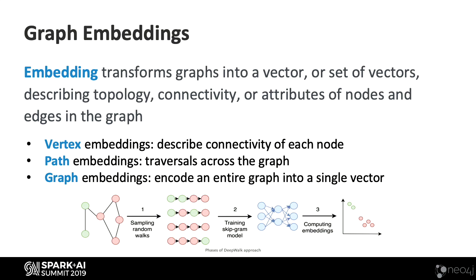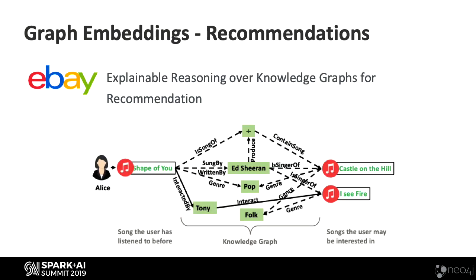And then finally, you have graph embeddings, which encode an entire graph into a single vector. I come from the chemistry space, where you can encode every molecule as a graph. Which one is most relevant depends on your use case. An example I really like to give of how you actually use these is from eBay. This was a publication that came out last year. It's about how to do recommendation with a knowledge graph.